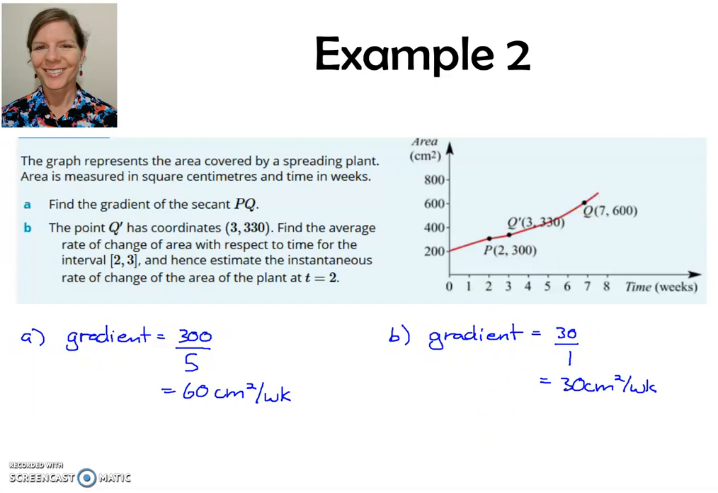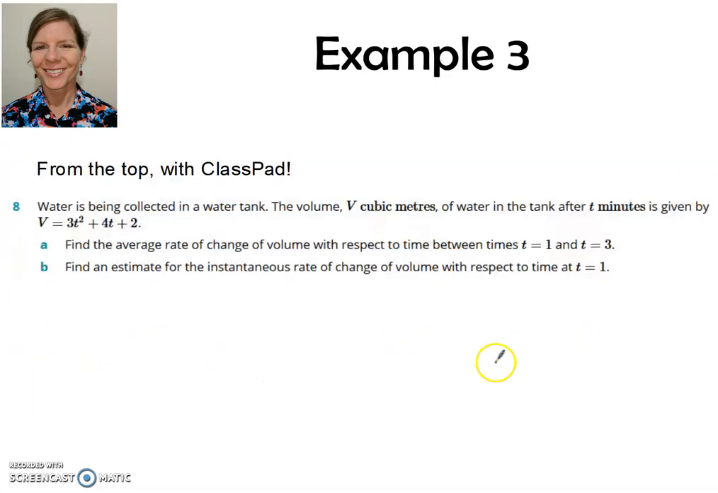Okay, so this is all very well and good, but we can't yet do it without just an approximation. So let's have a look at how we can do this with our ClassPad. So we've got an example here where we've got a volume given by this function. We want to find the average rate of change between t equals 1 and t equals 3. Then we want to do an estimate, so we're going to choose a very small interval. And then I'm going to show you how to calculate it exactly with the ClassPad.